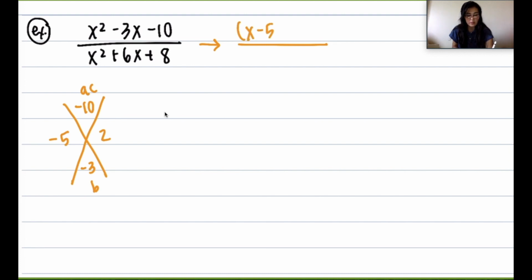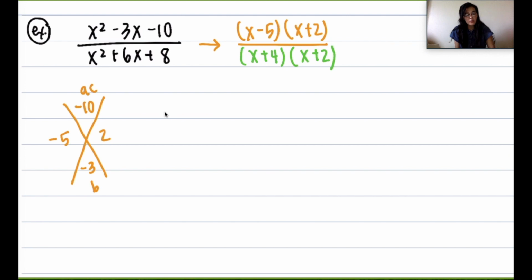So x minus 5 is a factor, and then x plus 2. For some of these problems, though, you guys will probably be able to factor them in your head quickly as well. For example, here, this would become x plus 4, and then x plus 2.